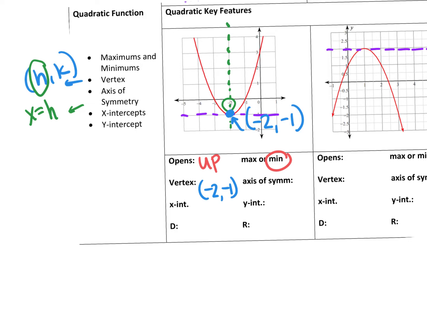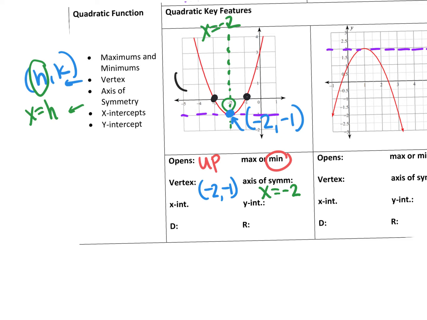The axis of symmetry, remember, cuts the graph in half, and we're cutting the graph in half at X equals -2. Notice that -2 right here is the same -2 we got in the vertex. That's why we write it as X equals H. The x-intercept of this graph, well, where does it cross the x-axis at? It looks like it crosses the x-axis twice. It's crossing here, and it's also crossing here. And that's because this graph is symmetric.